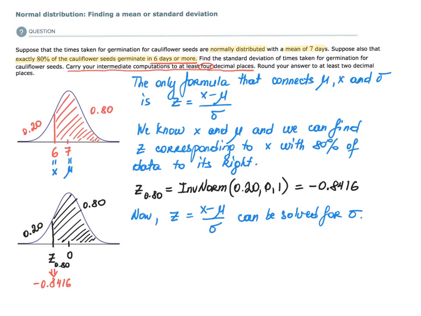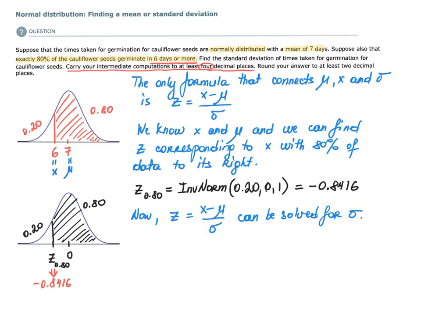In this example, we are asked to find a mean or standard deviation. Suppose that the times taken for germination for cauliflower seeds are normally distributed with a mean of 7 days. Suppose also that exactly 80% of the cauliflower seeds germinate in 6 days or more. Find the standard deviation of times taken for germination for cauliflower seeds.